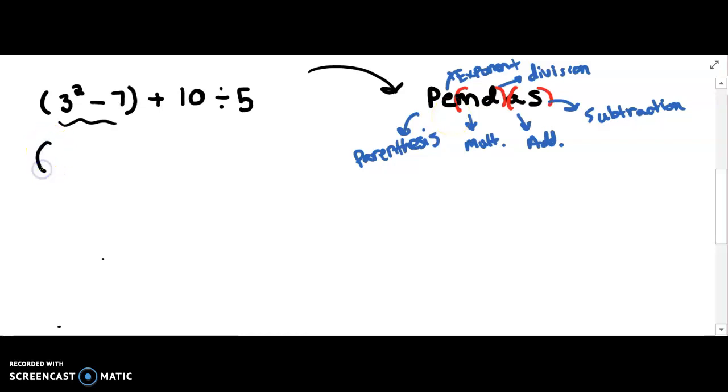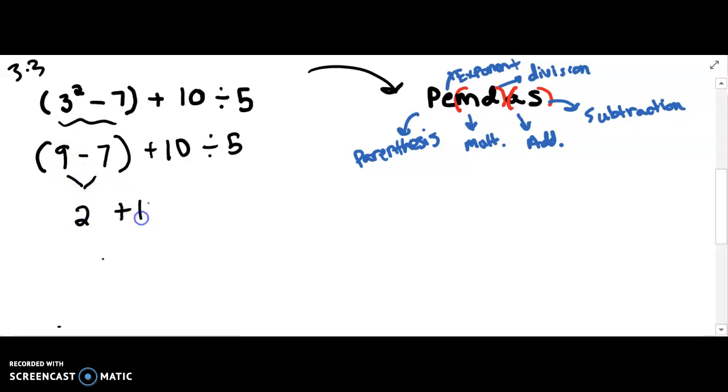So inside my parentheses, I do 3 squared. Well, that's really 3 times 3, so that's 9 minus 7. Keep my parentheses, and then I'm going to rewrite the rest of the problem. Okay. Well, I'm not finished with my parentheses yet. I still need to do 9 minus 7. Well, that becomes 2 plus 10 divided by 5.